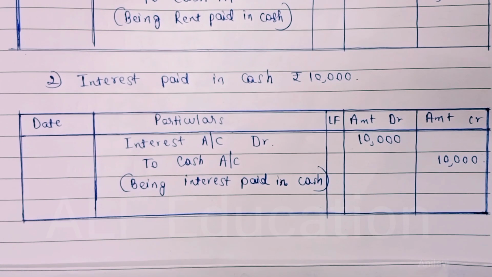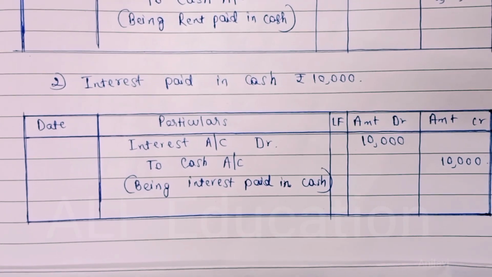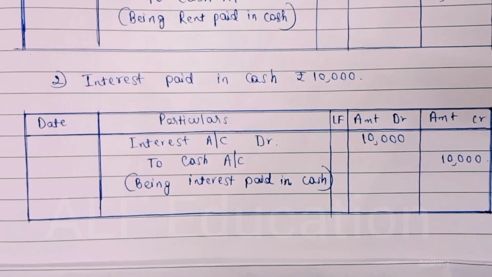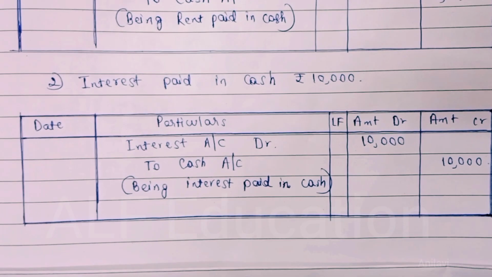The second example: interest paid in cash, rupees 10,000. When you take a loan, a certain percentage of interest will be charged by the bank. So that has to be paid. Since interest is an expense to the company, interest will be coming under debit and cash is going out, so you will be crediting that. Interest account debit to cash account 10,000, and the narration being interest paid in cash.